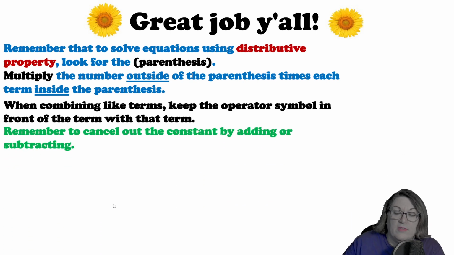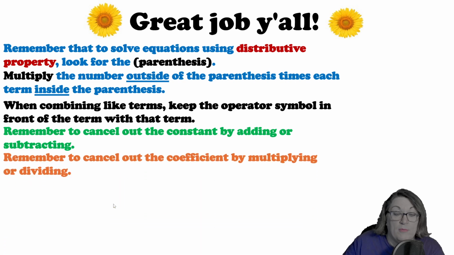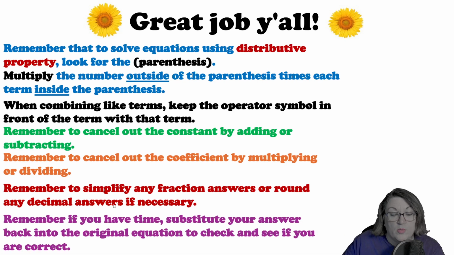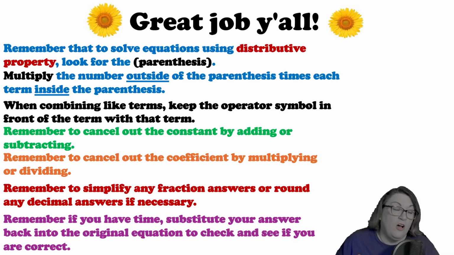Remember to cancel out the constant by adding or subtracting. Remember to cancel out the coefficient by multiplying or dividing. And then remember to simplify any fraction answers or round any decimal answers if necessary. And also remember, if you have time, to substitute your answer back into the original equation to check and see if you are correct. So that concludes our video on equations with variables on both sides.